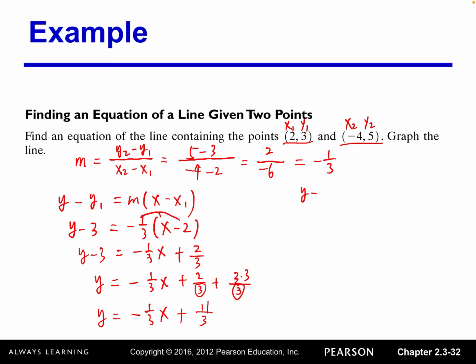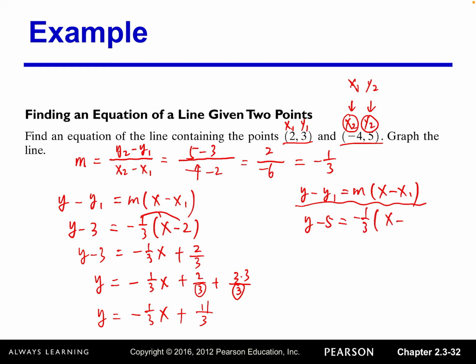Now I use the second one. That's the same: y minus y1 equals m times x minus x1. So now my x1, y1 will be -4, 5. It's just the notation, so don't get confused. Here I marked x2, y2. When I plug into this point slope form of the line equation, we can consider this as x1, y1. It's just that the name of the variable is different. So y minus 5 equals -1/3 times x minus -4.